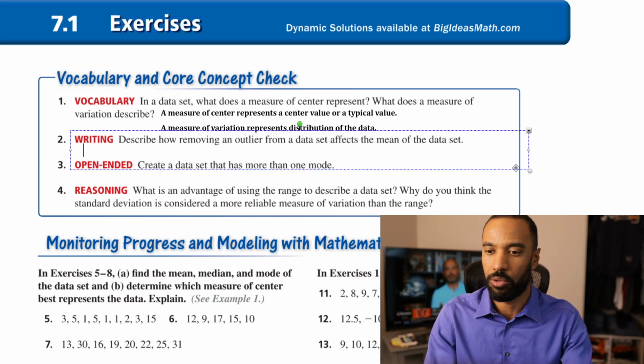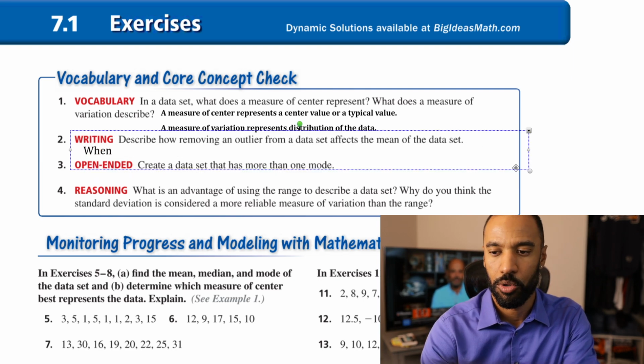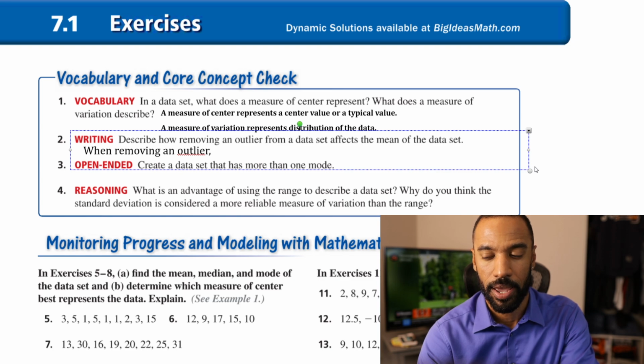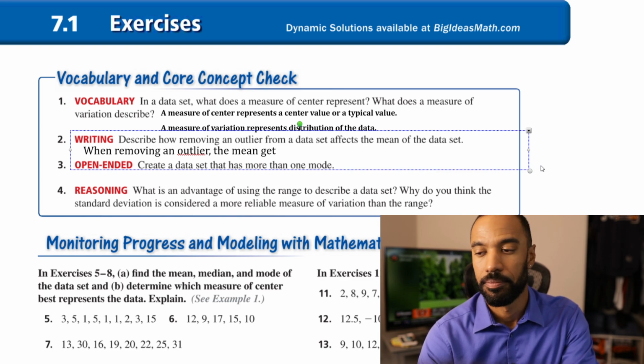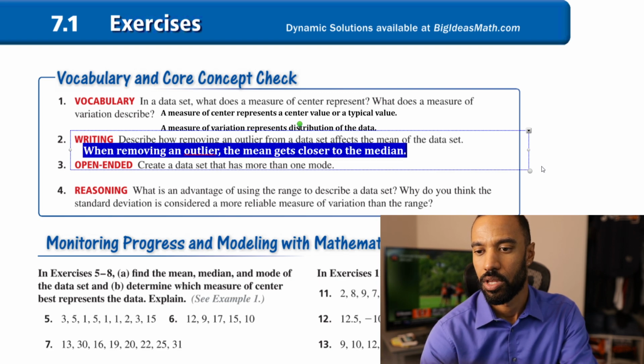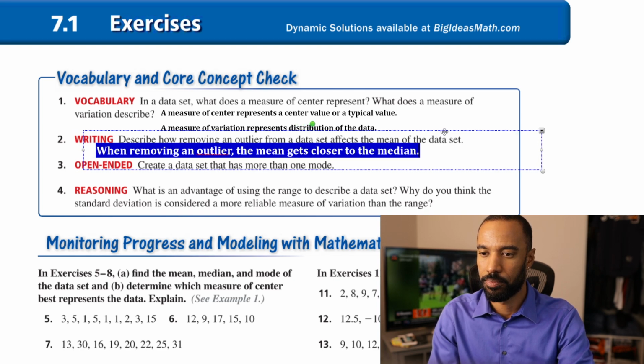So when removing an outlier, because your mean shrinks that way, the mean gets closer to the median. Gets closer to the median. Okay. So I'm going to say that in a general sense.